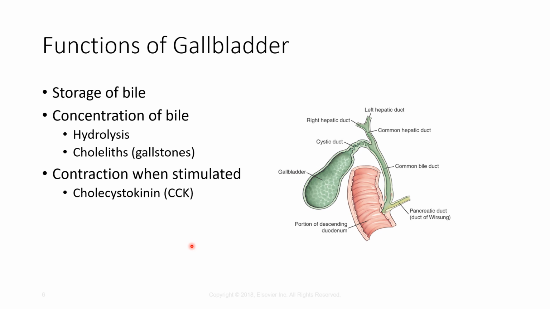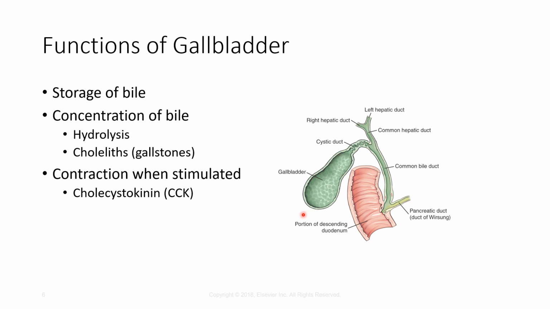The functions of the gallbladder: there are three primary functions. It stores bile, it concentrates the bile, and it's designed to contract when it gets stimulated. If bile is not needed immediately once it's produced, it gets stored for future use in the gallbladder. So it's kind of like a storage holding unit.